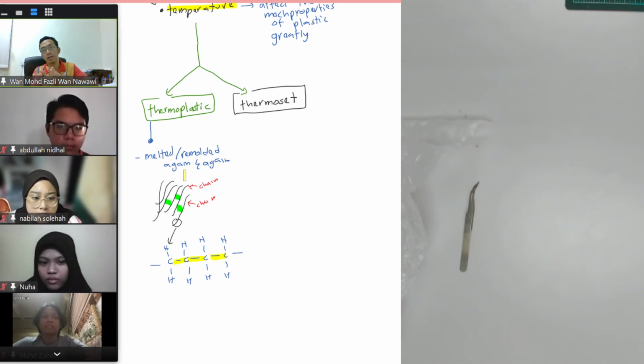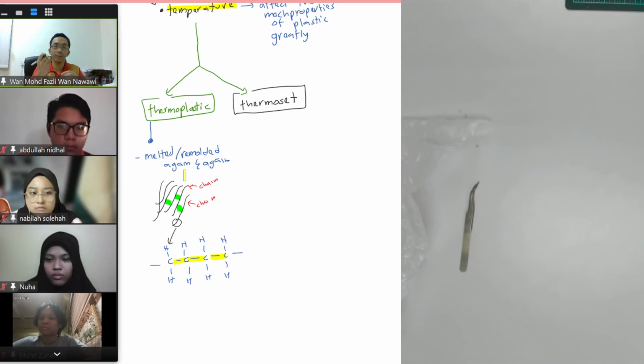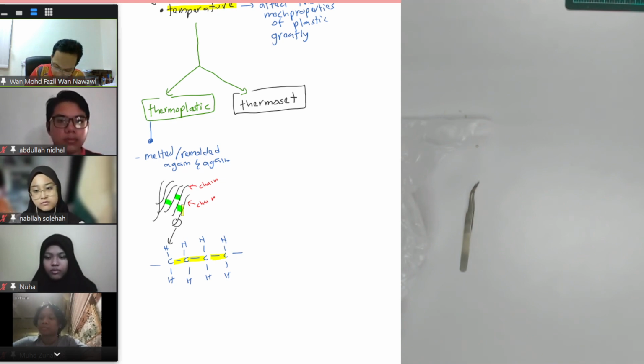But between chains, there are no covalent bonds. They are just maybe van der Waals or hydrogen bonds, not permanent bonds. So because of this, when you heat the plastic, this bond, the green one, the non-permanent bond, will sort of soften. You can break this bond and the chains will slide over each other.